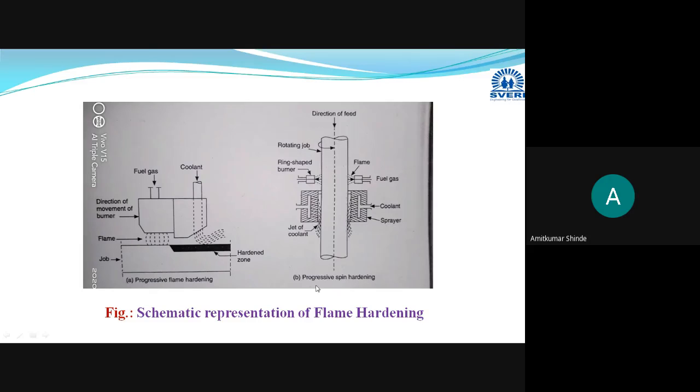Now the fourth type is the progressive spinning. In this progressive spinning, the workpiece will be in the rotating condition, and the heating source and the cooling source will be moving from one end to the other end, and simultaneously heating and cooling will occur. It will move from this spot to this spot while the workpiece is rotating. Heating will start from here, and simultaneously cooling will be done, and it will get hardened.